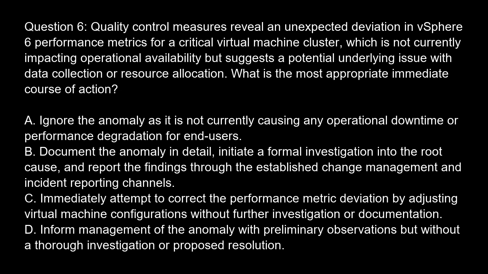Option C. Immediately attempt to correct the performance metric deviation by adjusting virtual machine configurations without further investigation or documentation. Option D. Inform management of the anomaly with preliminary observations, but without a thorough investigation or proposed resolution.